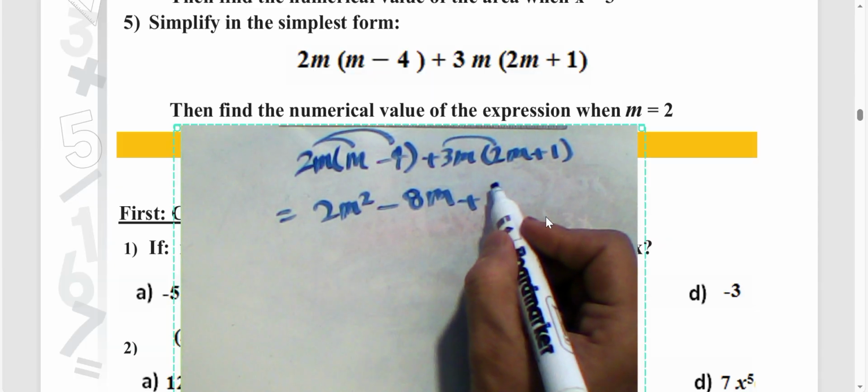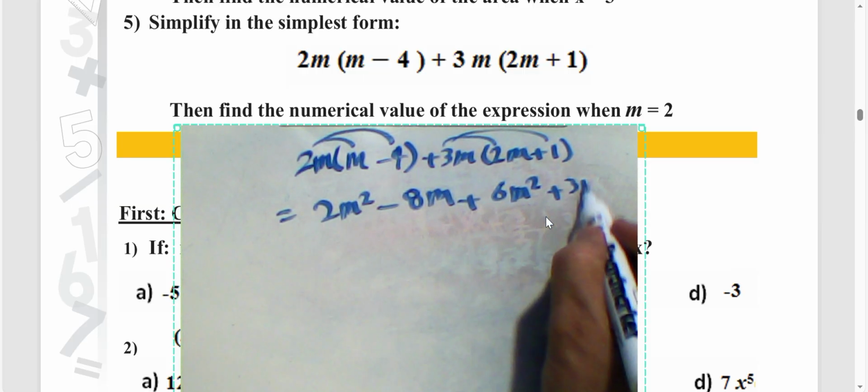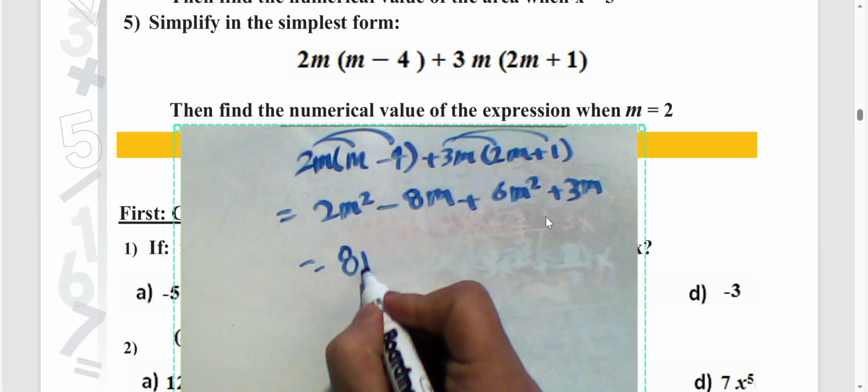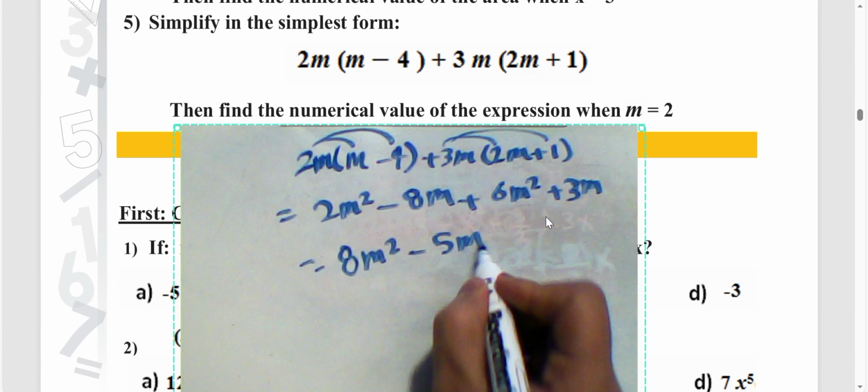3m times 2m, 3 times 2 is 6, m times m equal m power 2. 3m times 1 equal 3m. Now we can collect 2 plus 6 equal 8. We have 8m power 2. Negative 8m plus 3m equal negative 5m.